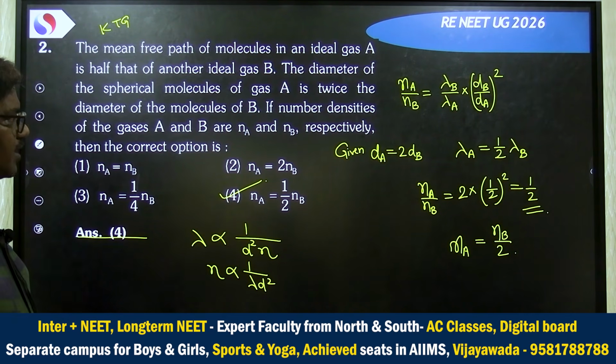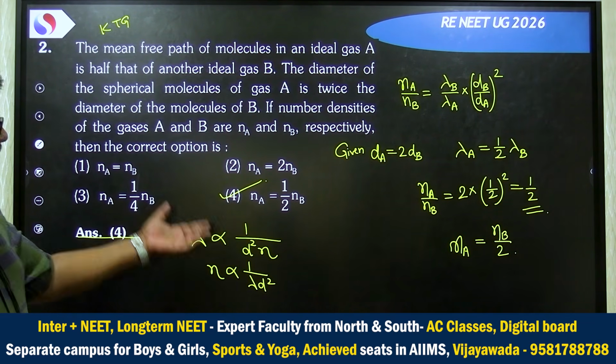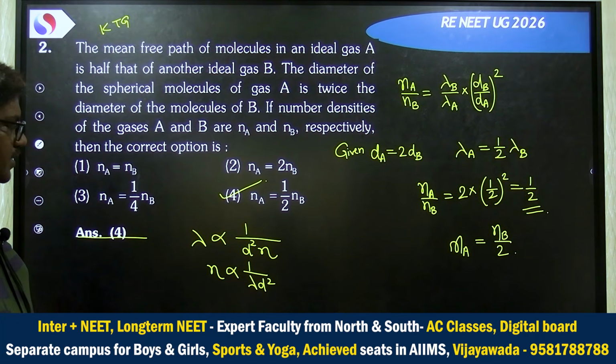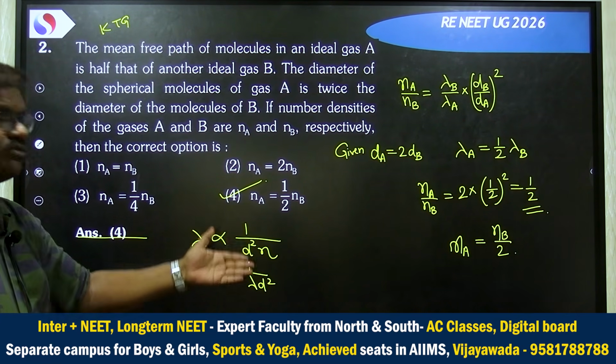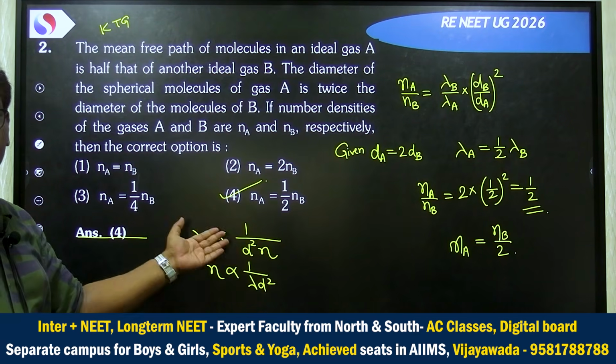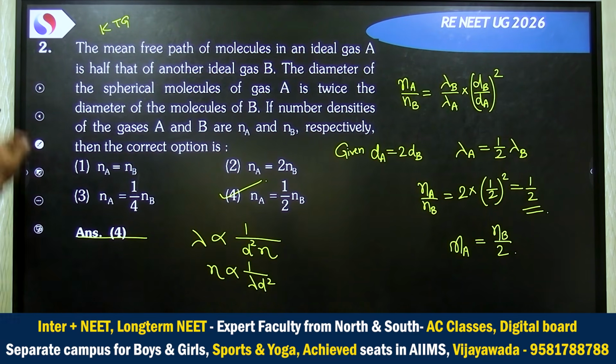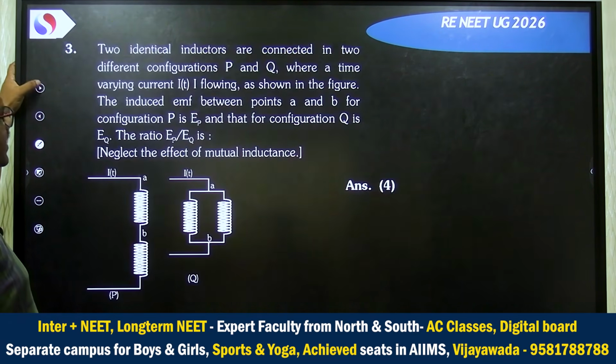Directly theoretical based question. You should know this formula. It is root 2 pi d square into n, 1 by that, that is the formula of mean free path. And this is a ratio thing. So even if you are not remembering the factors, the only thing you have to know is these are the factors on which this mean free path is depending. Okay, let's move to the next question.